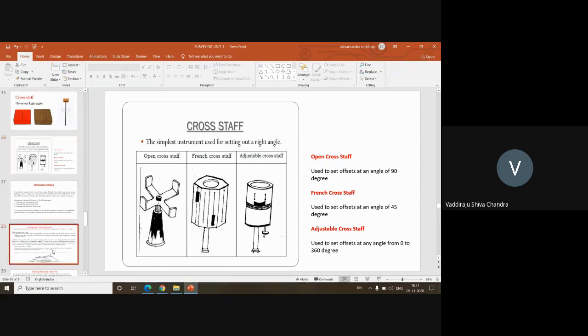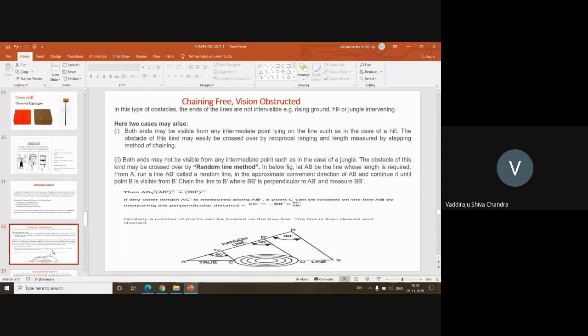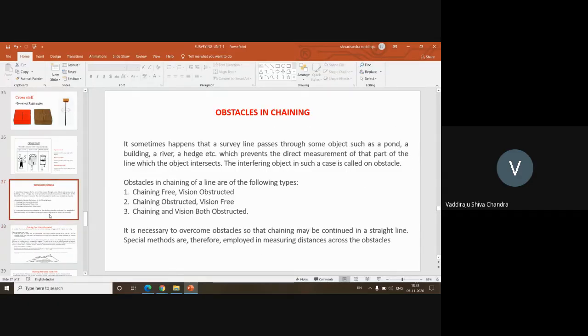In chain surveying, we have very simple obstacles, wherein there is a possibility of chaining free and vision obstructed. That is, you are able to do the chaining process, you are able to drag the chain, but vision is obstructed. That is, you are not able to see point A from B, point B from C. Both the endpoints may not be visible to you, but you can drag your chain on the ground without any problem.